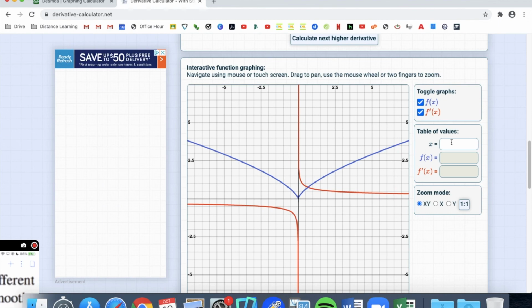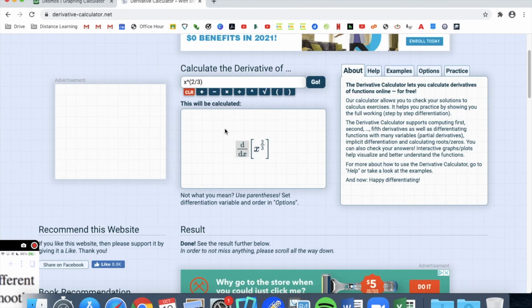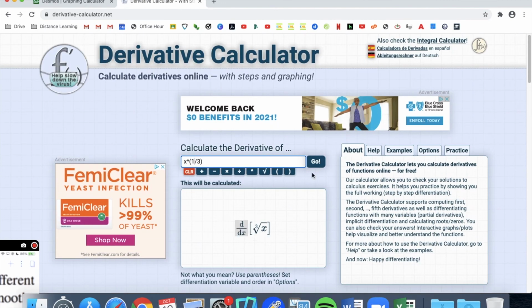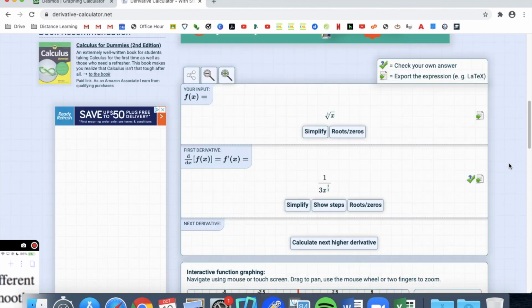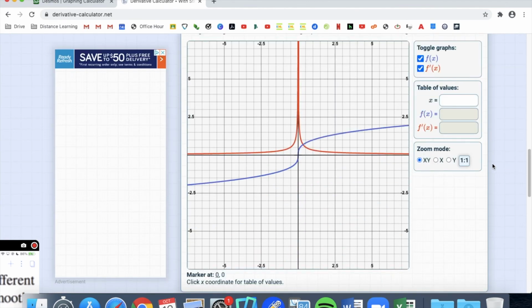There you go. You see the same idea. 0 has an error. And then x to the 1/3 is a cubic root of x. And there we go. And we get the error at 0. So these are the 3 calculators.